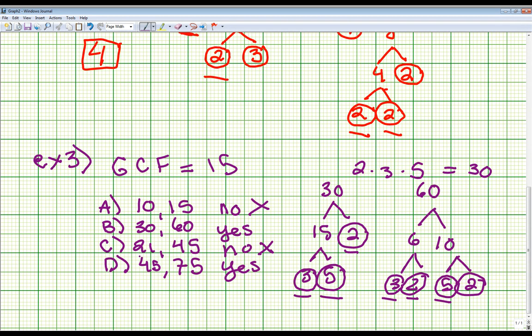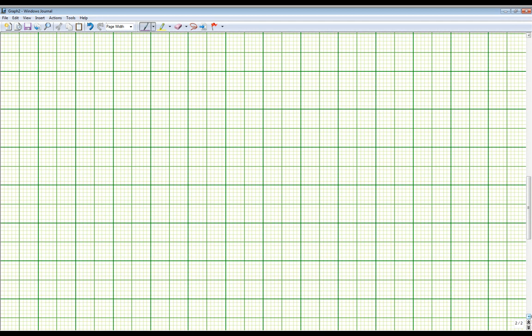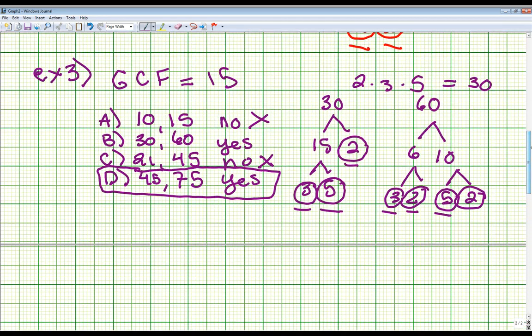So our final answer has to be D, 45 and 75. If you wanted to double check that this is correct, you could go ahead and do the same thing we did here with 45 and 75 as our factors and do the tree or list their factors. This one, you only have to do one because there are 4 choices. All right, so next, if we look in our book on page 33, we have one more example about piñatas. So we're going to change colors here.